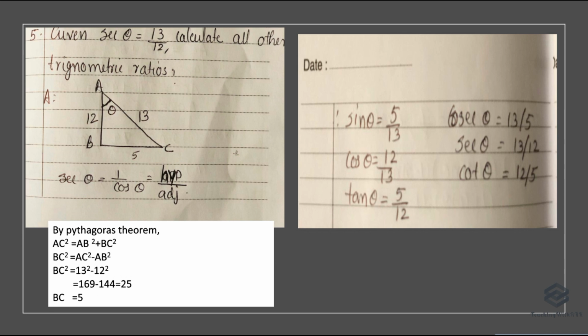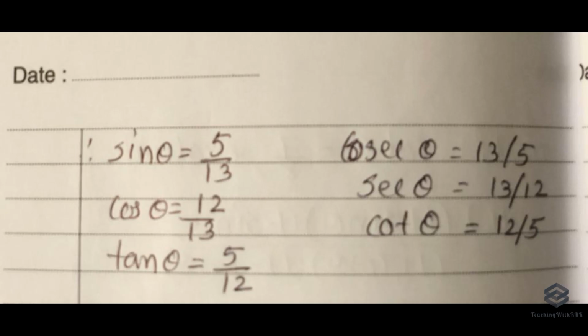How many trigonometric ratios? 6. One is already given. So first one sin theta. What is sin theta? Sin theta is opposite side by hypotenuse. So 5 by 13. Cos theta is adjacent side by hypotenuse. So 12 by 13. Tan theta is opposite side by adjacent side. So 5 by 12. Then inverse of these three.